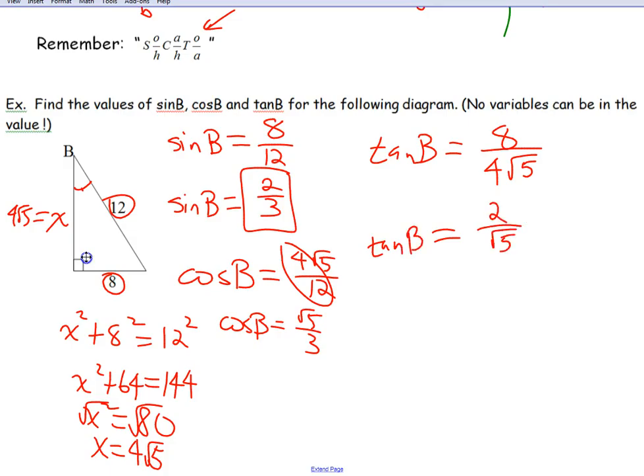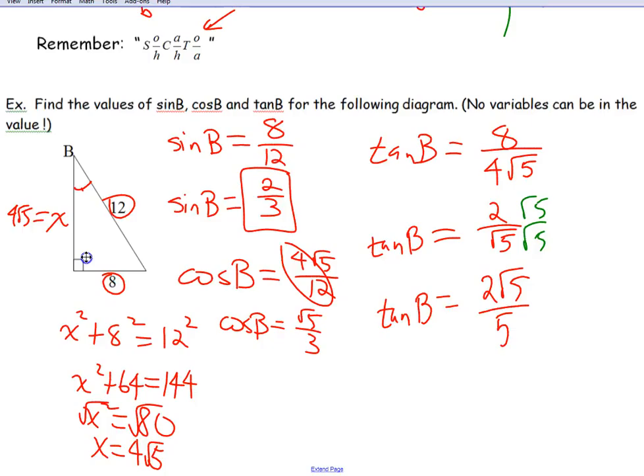Oh, but wait a minute. Your teacher requires that you don't have a radical in the bottom. You have to move it up to the top. So when I do that, I multiply both top and bottom by the square root of 5, and I get the tangent of angle B equals 2 root 5 over 5.